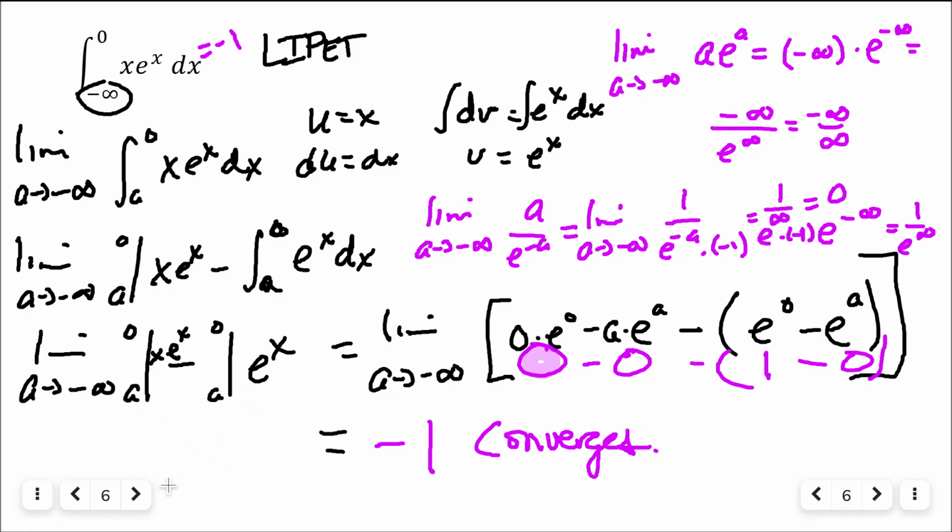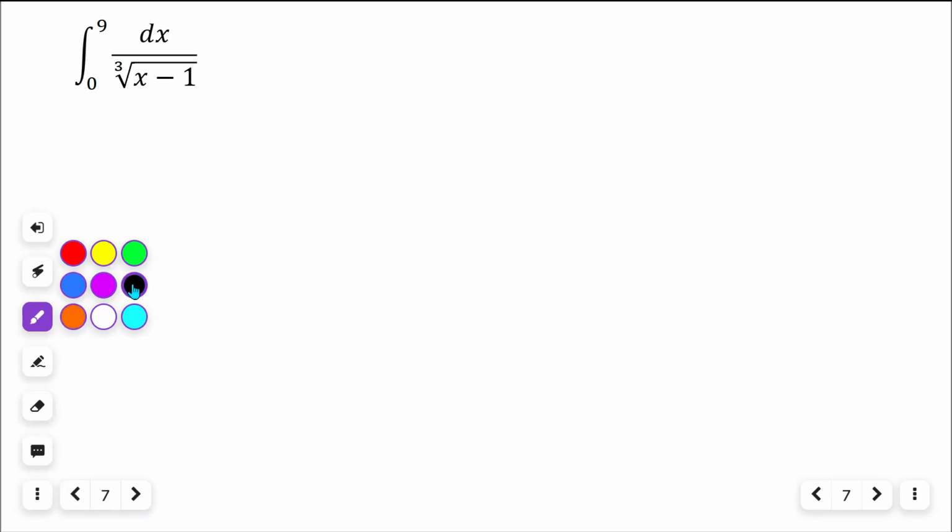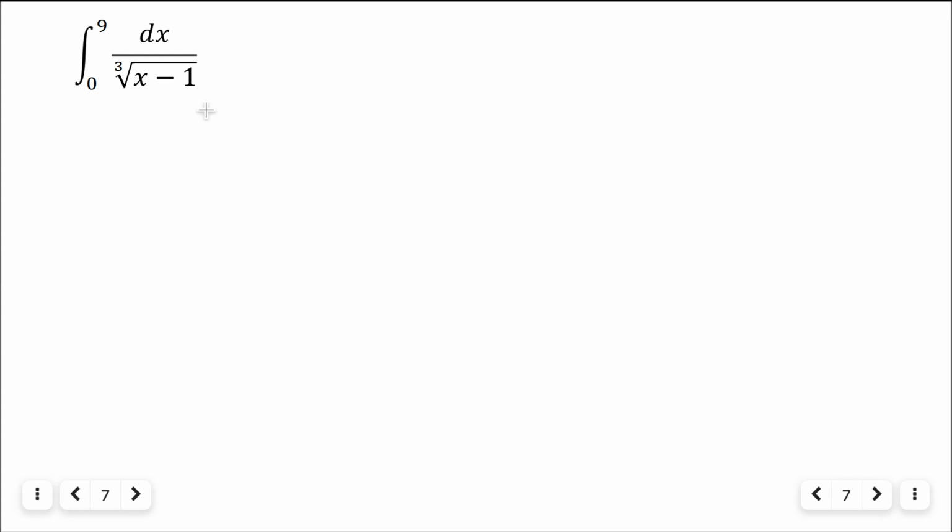Okay, and there might be one more problem. Let me see. Yes, one more. And then we'll call it a day here on this one. So we're going to try from 0 to 9, dx over the cube root of x minus 1. So again, now we have another issue here. So this is our final issue.